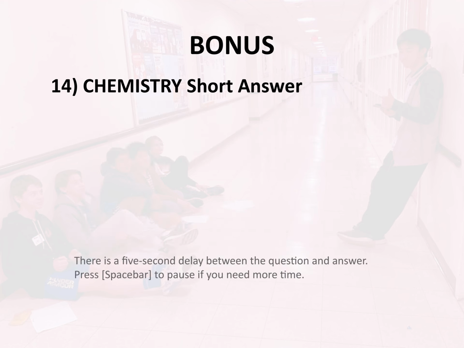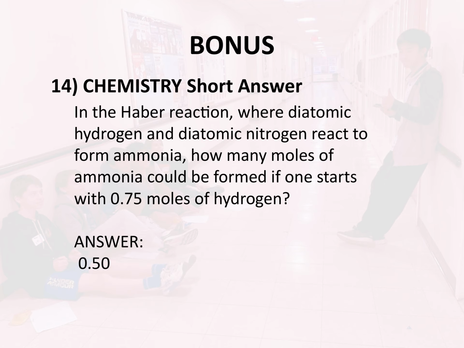Bonus 14. Chemistry. Short answer. In the Haber reaction, where diatomic hydrogen and diatomic nitrogen react to form ammonia, how many moles of ammonia could be formed if one starts with 0.75 moles of hydrogen? Answer: 0.50.